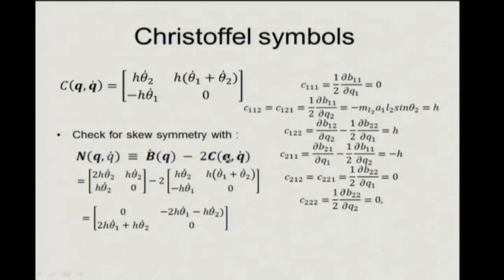Then we can check for skew symmetry. We have the B matrix, so we can find its derivative quite easily, and once you do this, I get back this value. So, I know that I have done things okay, or at least one part of it is okay. It is validating that this N matrix, calculated in this form, B dot minus 2C, is a skew symmetric matrix. So, this is minus 2H and this is plus 2H theta 1 dot plus H theta 2 dot, this is minus H theta 1 dot minus H theta 2 dot. So, the skew symmetry is verified. That means I can rest easy; so far, I have done things okay.